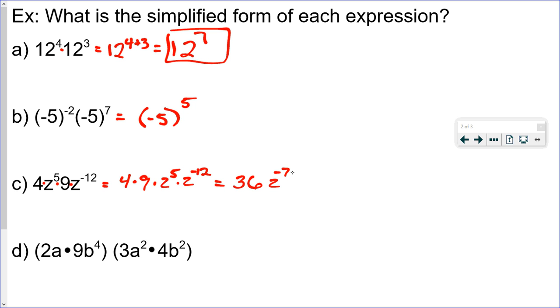And you should never leave your answer with a negative exponent. You should always write it in simplest form, which means that you need to change this to a positive 7. And the way we do that is by moving it into the denominator. So we leave the 36 alone, and we put the z underneath it, and that becomes z to the positive 7th.